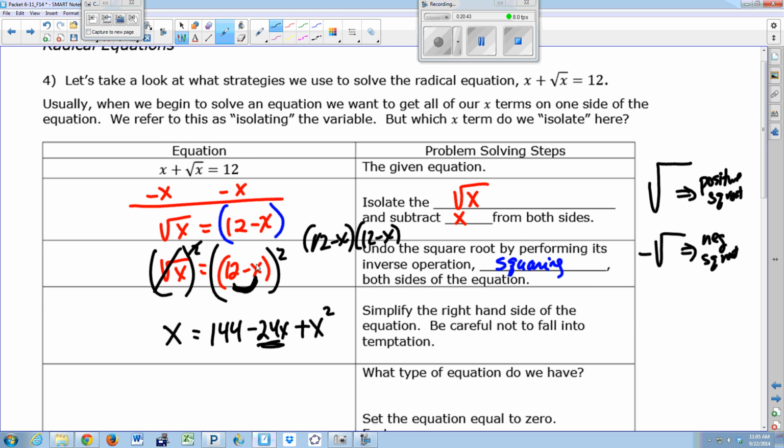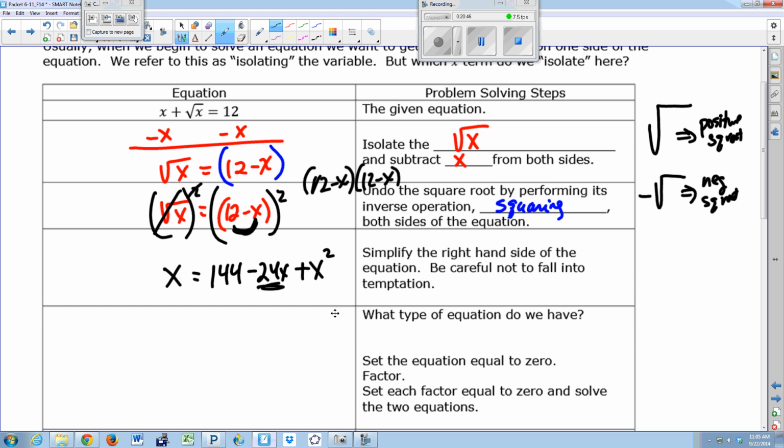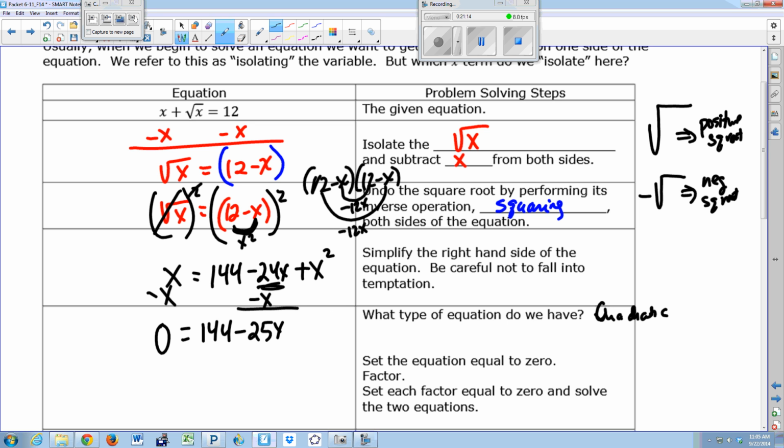So what kind of equation is this now? Quadratic, right? And we just spent a whole class on Friday solving quadratics. So the first thing we have to do is set it equal to 0. So we get minus 25x when I subtract x from both sides. Where did that come from? 12 times negative x is negative 12x, and negative x times 12 is negative 12x. You just always double that product right there, Caitlin.